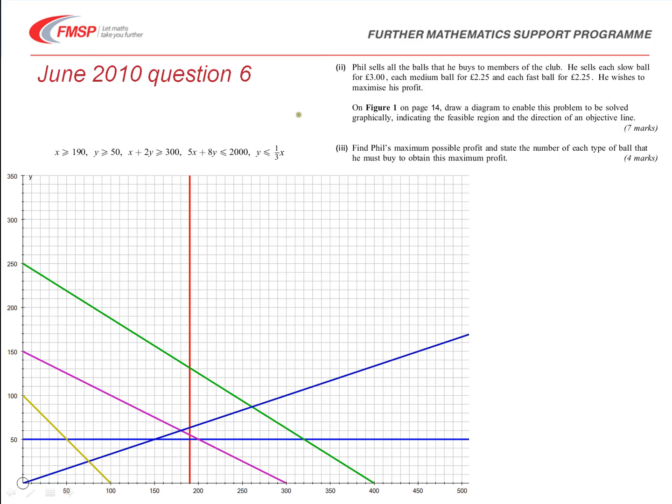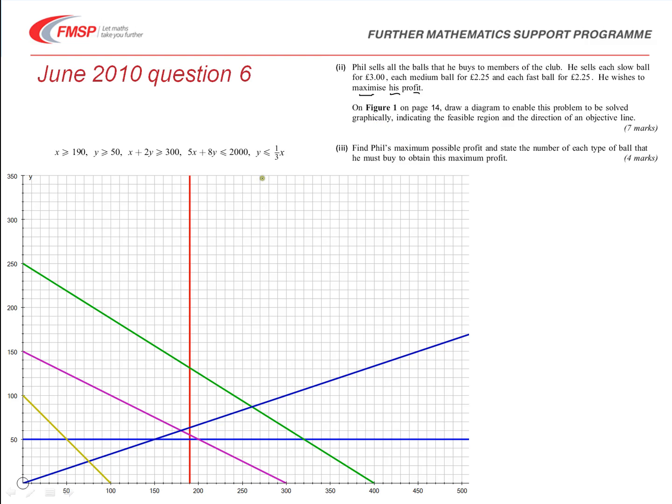Now part 2. Phil sells all the balls that he buys to members of the club. He sells each slow ball for £3, each medium ball for £2.25 and each fast ball for £2.25, and he wishes to maximise his profit. So in the diagram that we're given, we've got to draw a solution to this problem graphically.